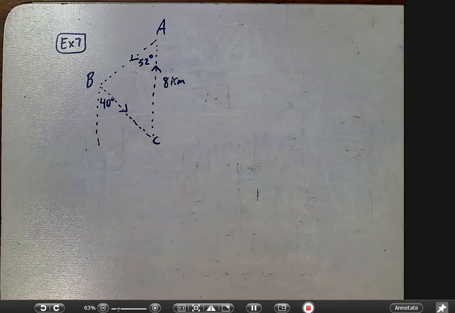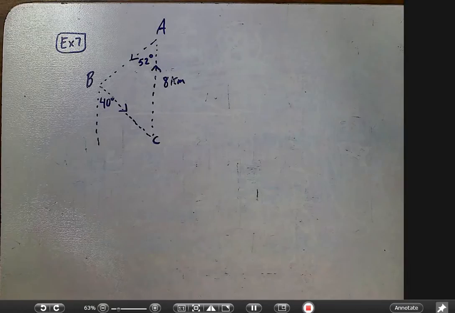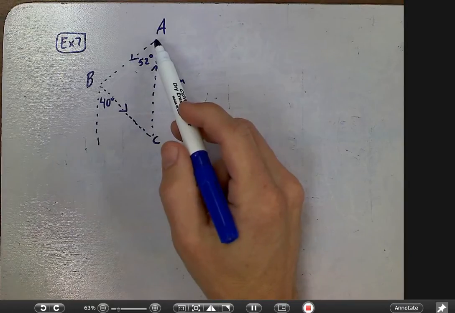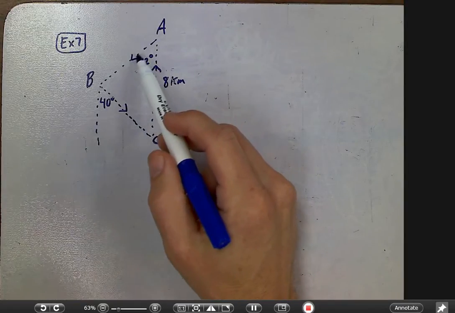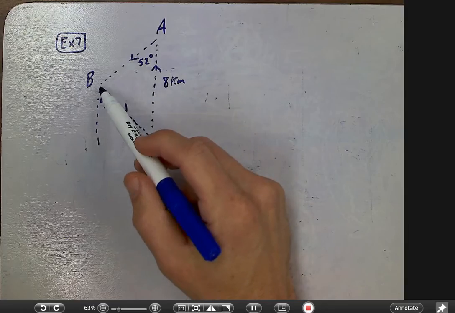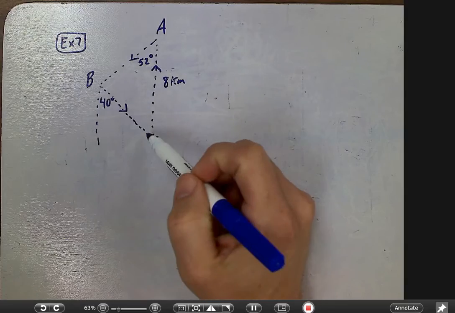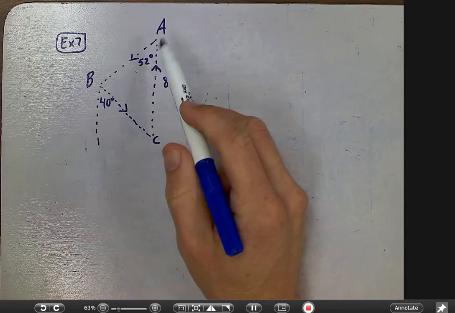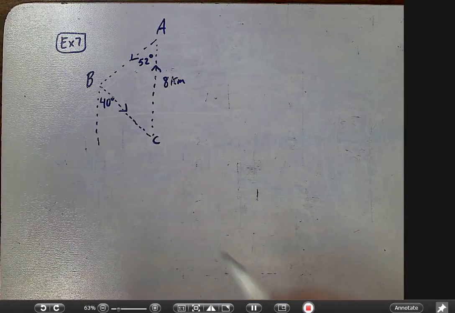This is the drawing for example 7 of the story problem. I'll go ahead and read it to you. It says a boat course starts at point A. It proceeds south 52 degrees west to point B, then it turns south 40 degrees east to point C, and finally turns back to point A. As shown in this figure, A and C are 8 kilometers apart, and the question wants to know how long is the race.